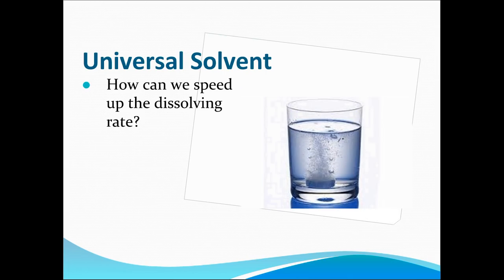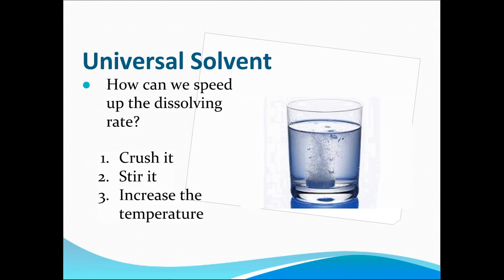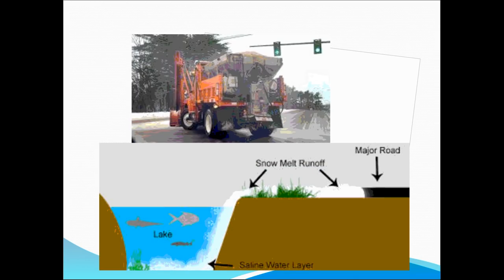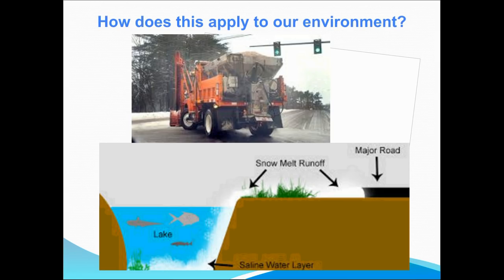How can we speed up the dissolving rate if we wanted something like, for example, a sugar cube to dissolve faster? The first thing we could do is crush it. We also can stir it. And lastly, increasing the temperature of the liquid also helps to speed up the dissolving rate. Water is the universal solvent, dissolves road salts and runoff. Think for a minute, how does this apply to our environment?